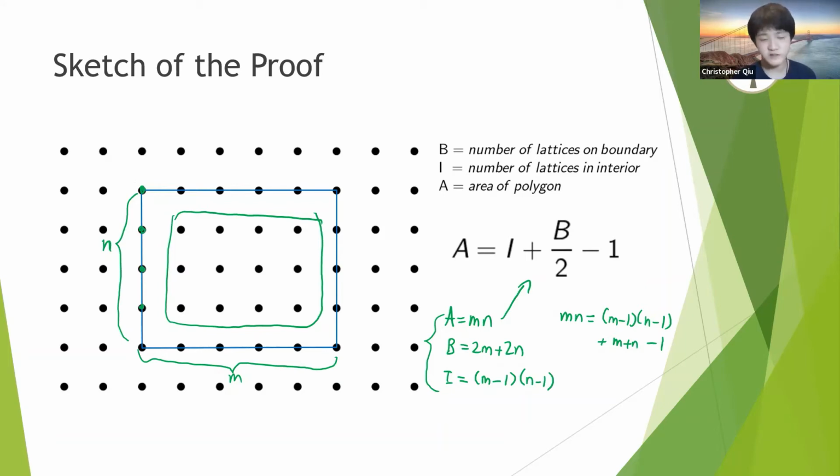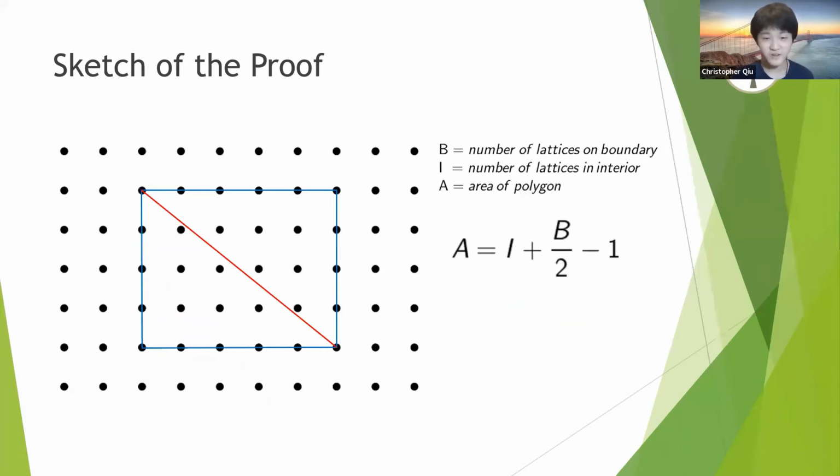And so how do we generalize this for any polygon? We're going to do this in several steps. So first, let's cut this rectangle in half through a diagonal. After we cut the rectangle in half, we get two right triangles. And since these two right triangles are identical in the coordinate plane, quite clearly they have the same number of boundary points, interior points, and they also have the same area. So we can let their common number of boundary and interior points be B prime and I prime.